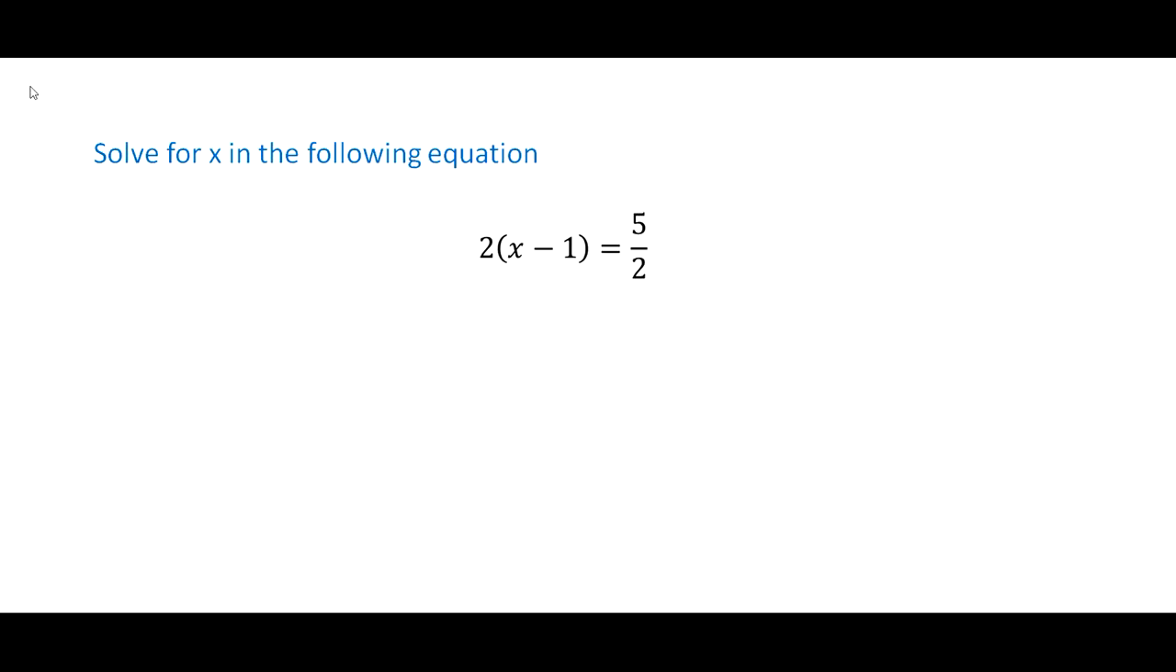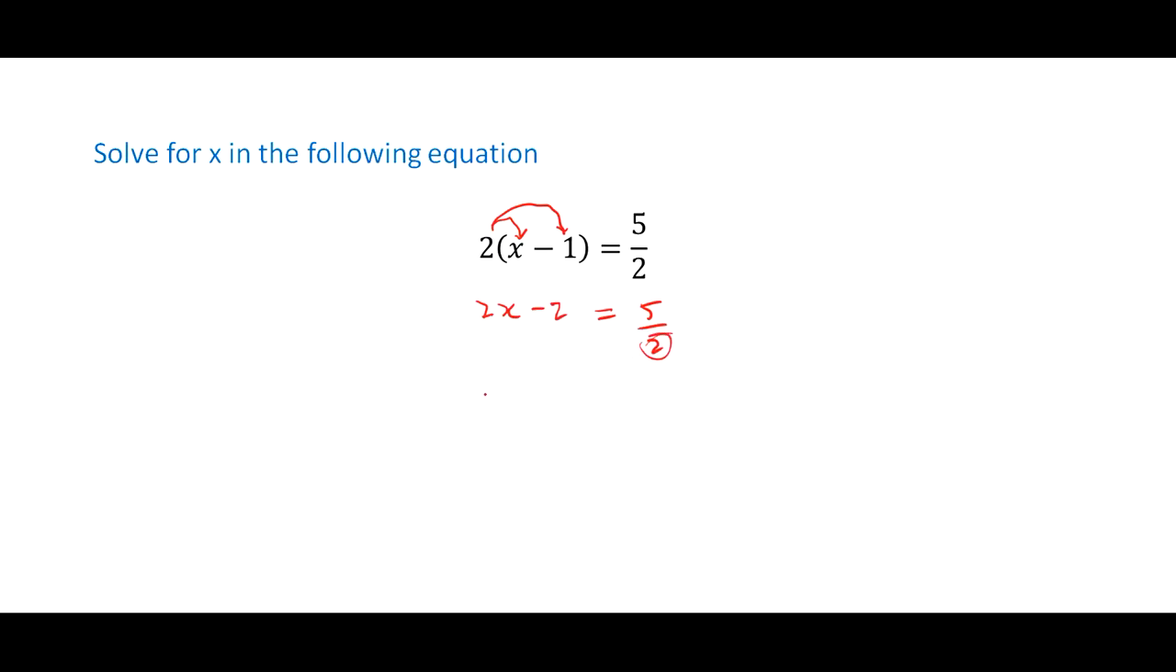And our last example, we have brackets and we have a fraction. So the first thing to do is to remove these brackets. So 2 multiplied by x will give me 2x minus 2 is equal to 5 over 2. Now, this is where students get a little trouble when they have a fraction like this. The easiest thing to do here is to multiply every single term by 2, right? To get rid of this 2 that is here.